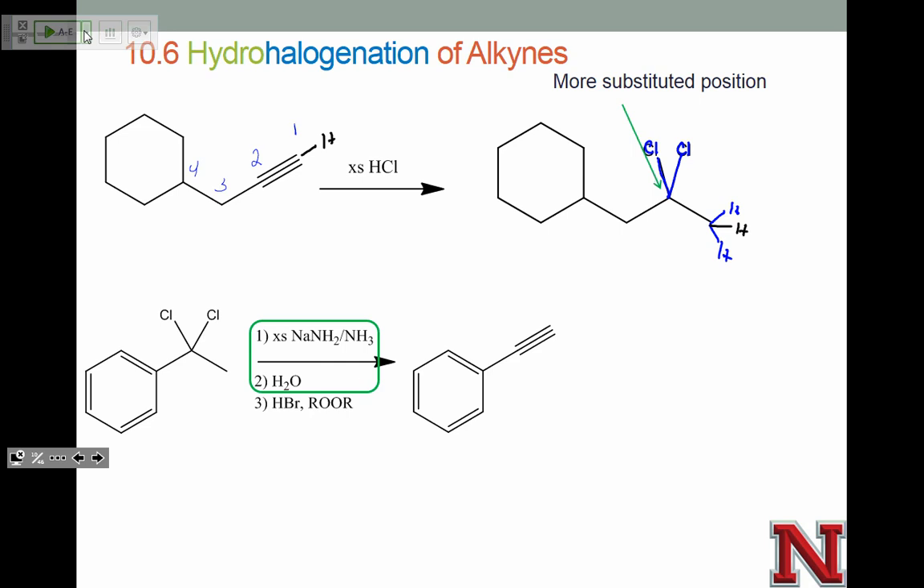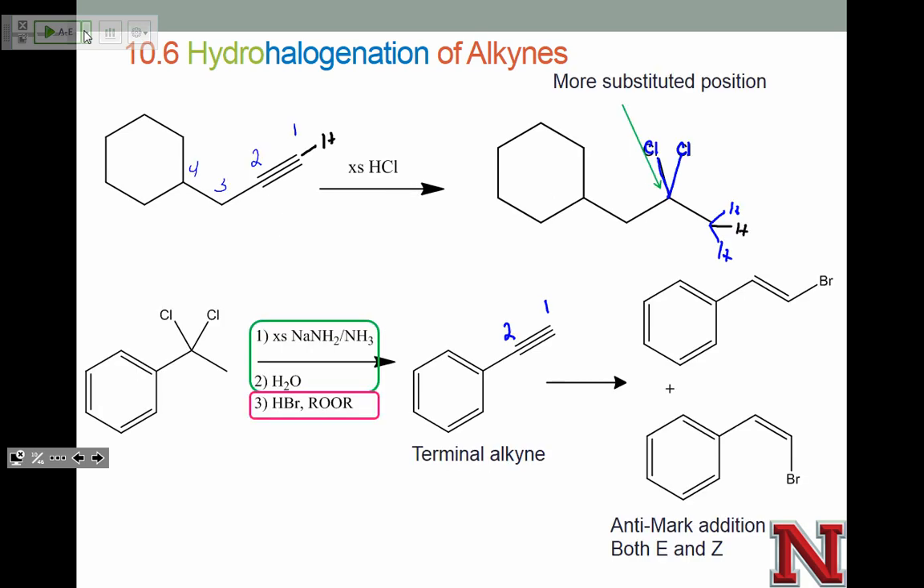So in this case, we're not specifying excess, so we're going to assume it's 1 equivalent. And again, what are we adding across the pi bond? 2 atoms. An H and Br. And which carbon is our bromine going to be on? 1, because we have peroxide. And we are going to get both E and Z because it just depends on which side the bromine comes from, top or bottom. And we can attack on each side. So we will get a mixture.